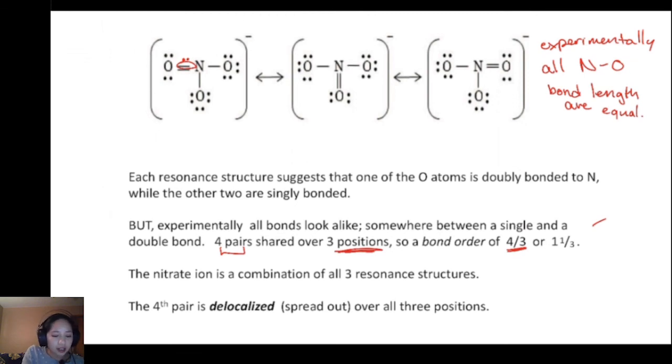So the nitrate ion that you see is a combination of the average of all 3 of these resonance structures, where that 4th pair, that double bond, is delocalized and spread out over all 3 positions. But it's difficult to convey resonance when you're drawing. If I asked you to draw a nitrate ion, I wouldn't expect you to draw all 3 of these. Typically, 1 is fine. But you just have to know that there are additional resonance structures, and you should be able to identify how many structures are equivalent to one another.